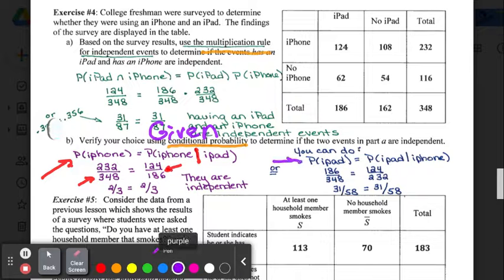And then over here, instead of starting with the iPhone, I started with the iPad. Too many I's. Probability of an iPad gives you the same result as the probability of an iPad given an iPhone. Make sure when you do these problems, you simplify your fractions. If you don't, it'll look like you have two separate things.